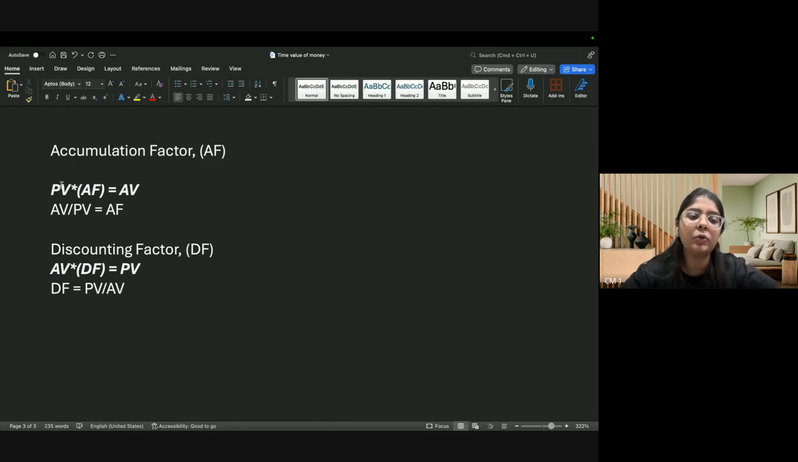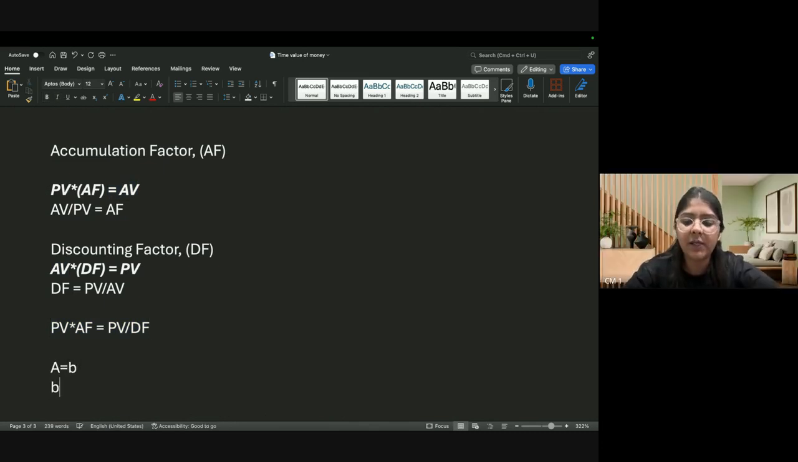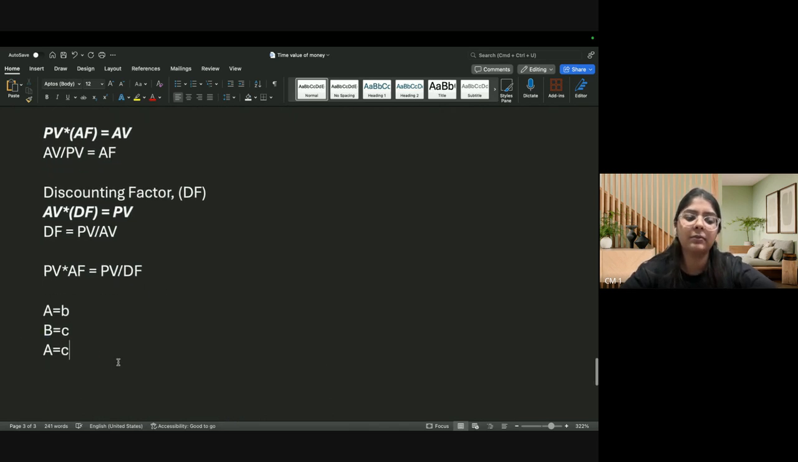Suppose you know that PV into AF is AV. Here, AV is equal to PV by DF. So, are both of these equal to each other because both of these are equal to AV? Yes. If A is equal to B, and B is equal to C, we can say that A is equal to C, right? You understand this concept?